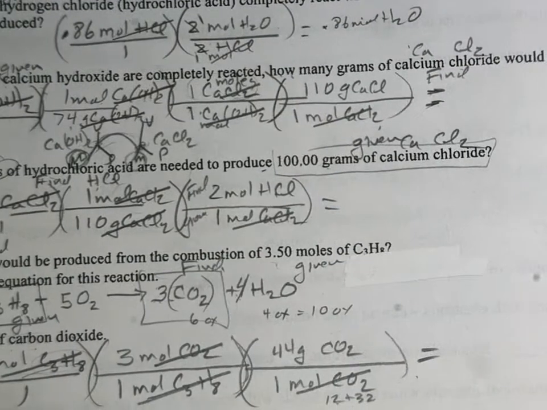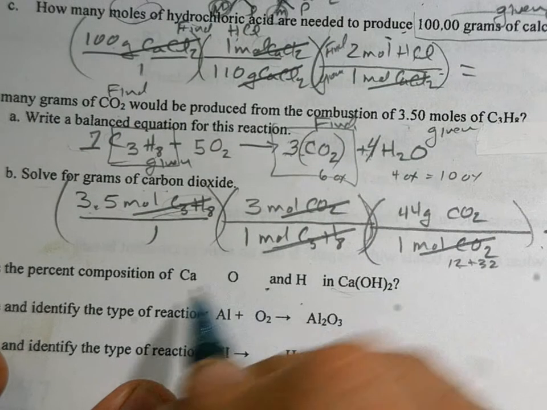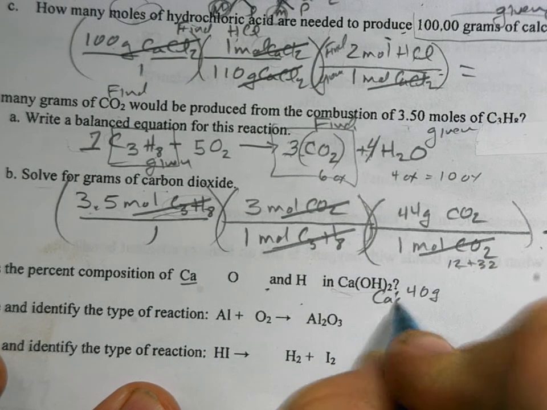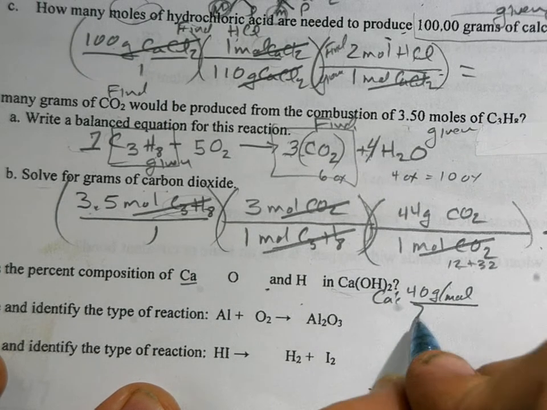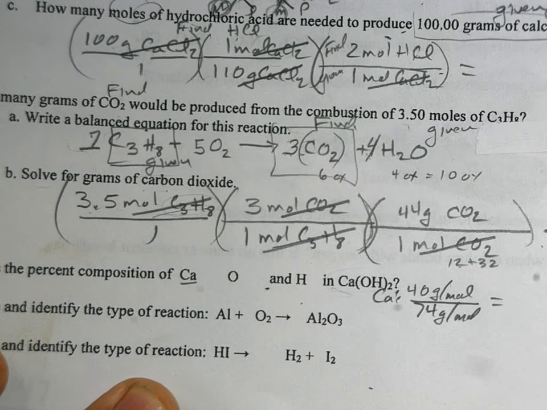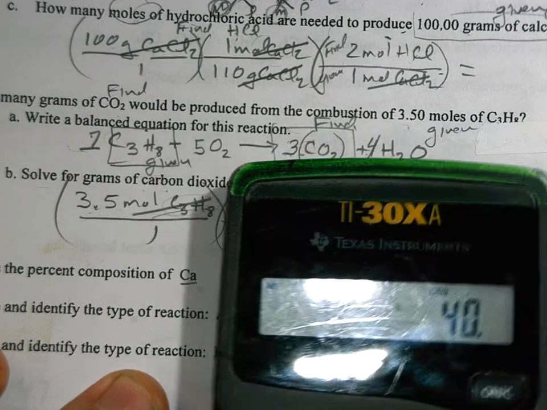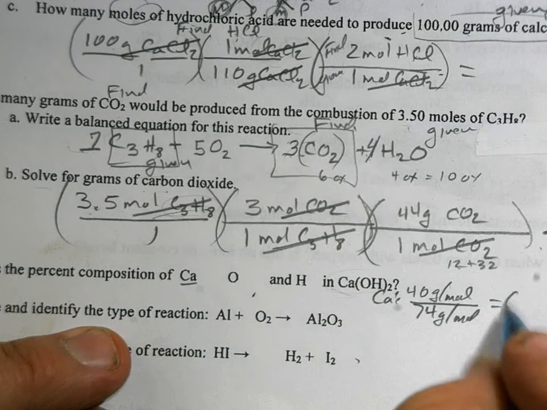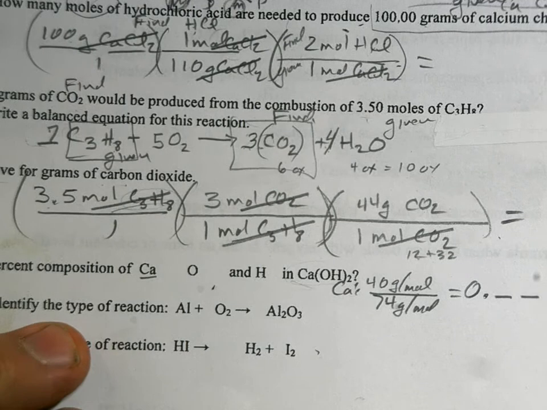So to define percent composition, we need to do the part divided by the whole. Calcium all by itself has a mass of 40 grams. Okay, we'll do calcium first. 40 grams per mole calcium. And the whole compound is 74 grams per mole. So you get your calculator, and we're going to do 40 divided by 74. And that equals a decimal, 0 point something something. I'm not going to tell you. You're going to have to do it yourself. I'll show you how to set up the next one.